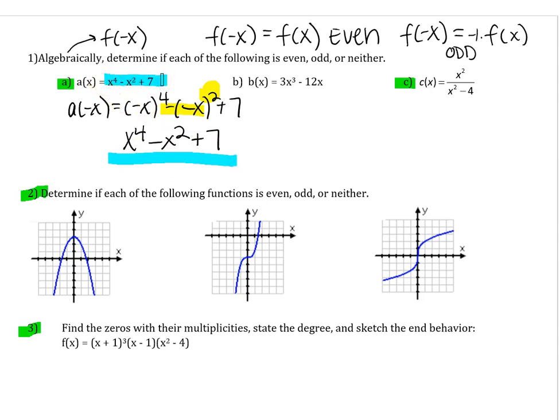Now what you're going to do is compare this to the original function. Did I get the same thing back? Yes, I did. So that means I just showed that evaluating the function at -x gave me the original function back, meaning I got the same thing. So therefore this function is even.